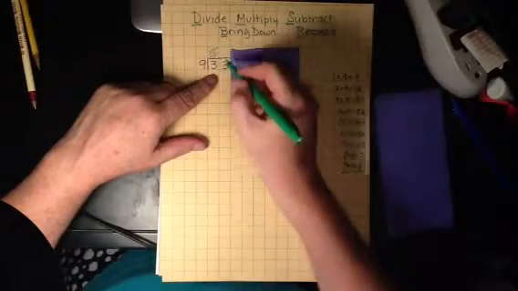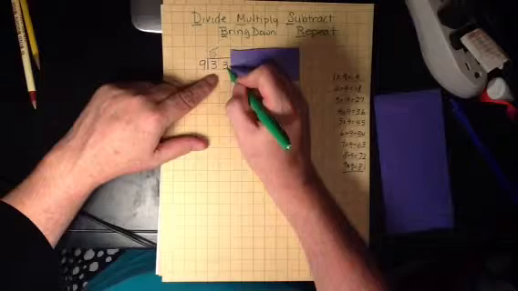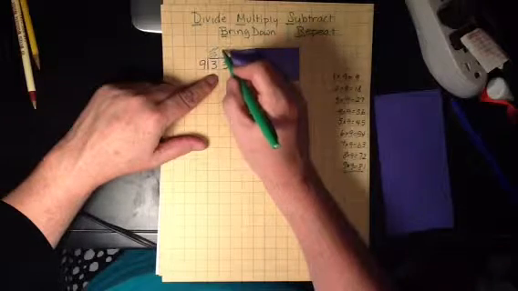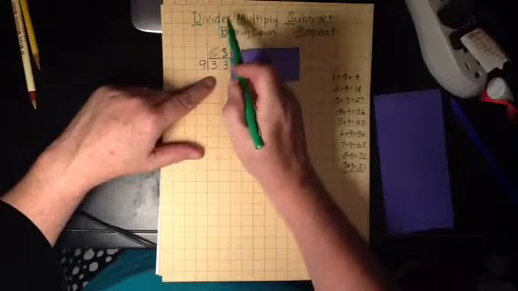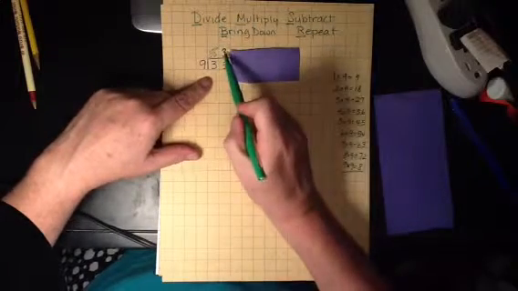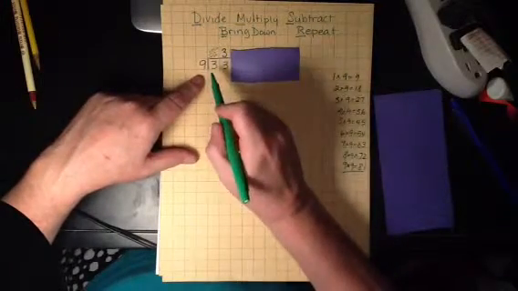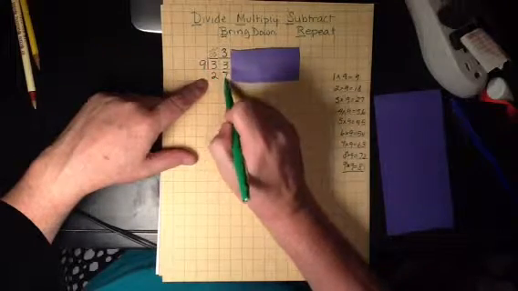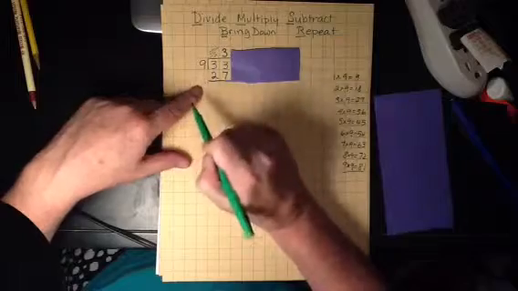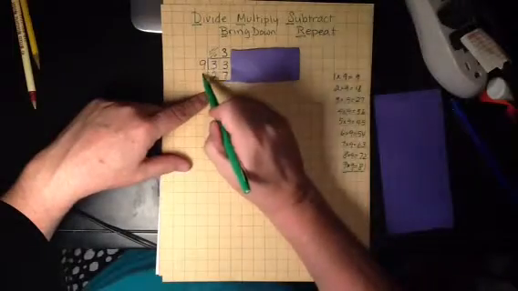So I'm going to use the 3, and since I'm working with 33, and I couldn't use that one, I'm going to put my new 3 there. So we did the dividing, now we're going to multiply. 3 times 9 is 27. Okay, and I'm going to subtract.